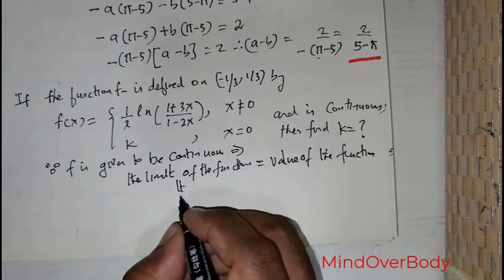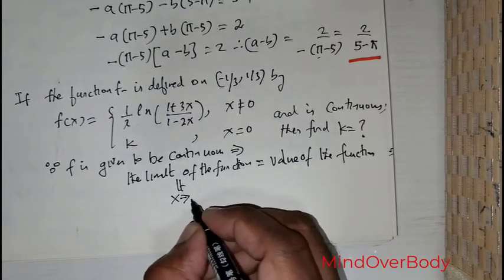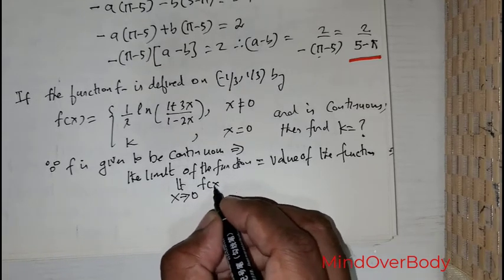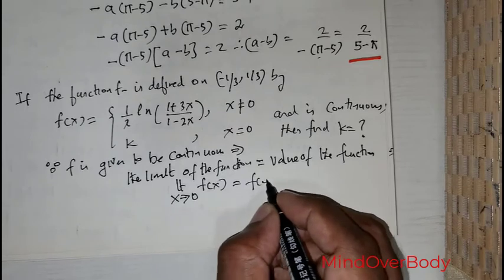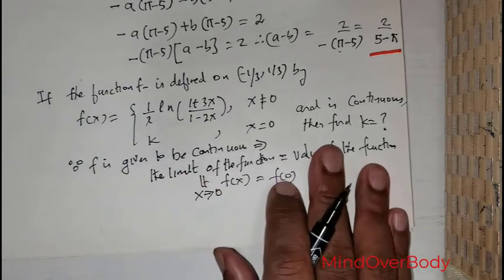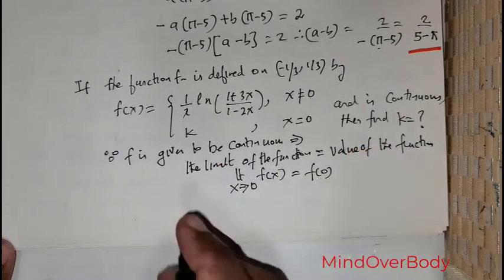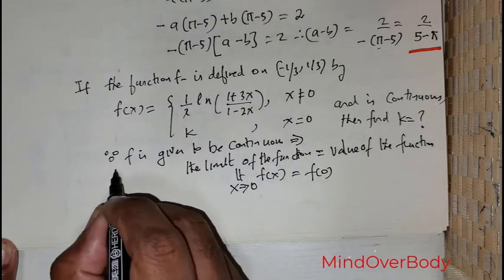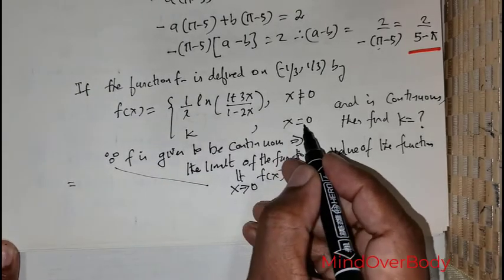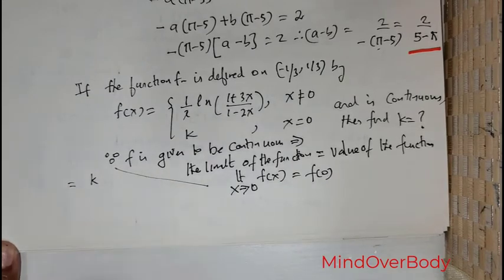So that means limit x tending to 0 of f of x will be equal to f of 0, right? So what we will do is we will actually evaluate this. Now I'm going to use this space here. F of 0, when x is equal to 0, is given to be k.